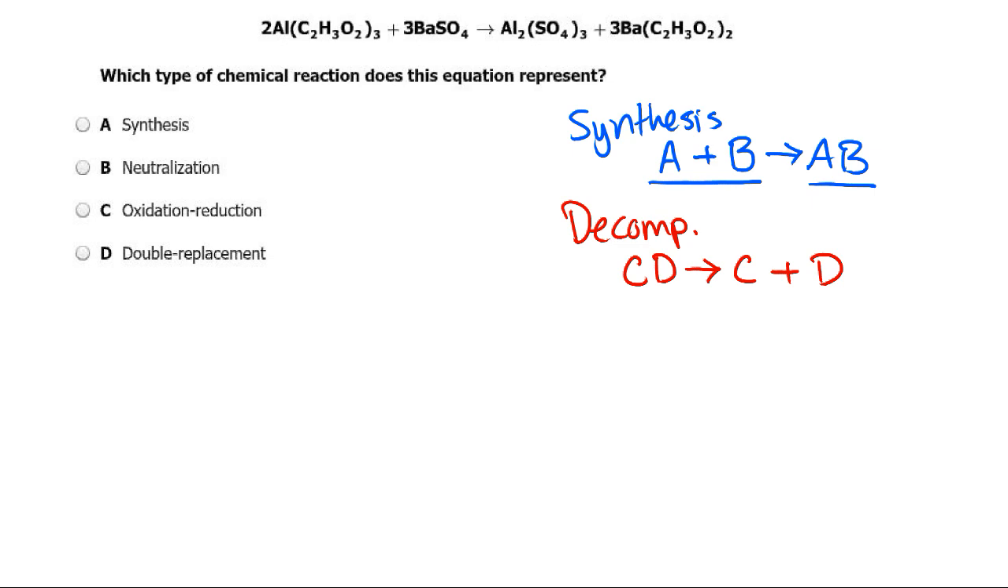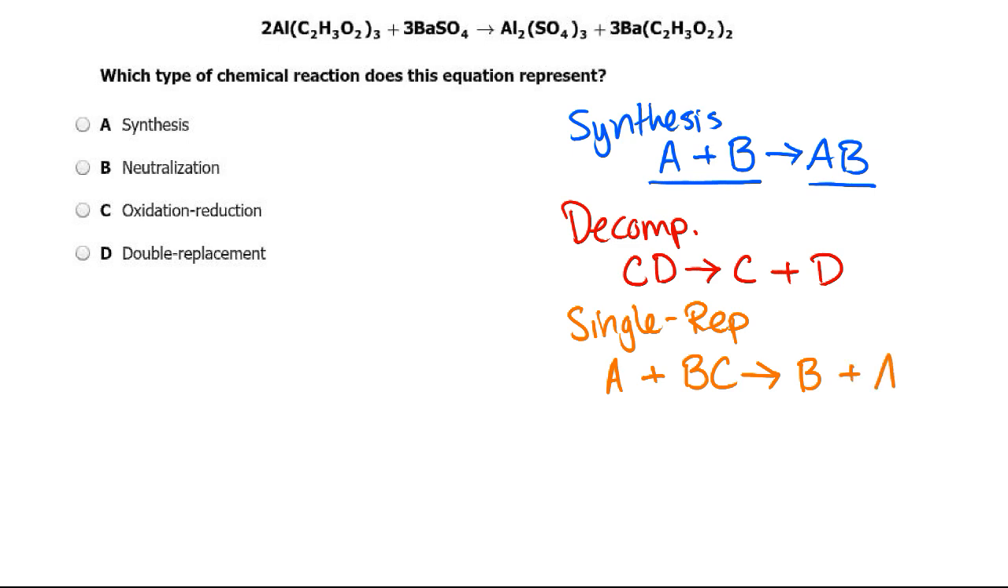Then you also have single replacement or single displacement. A single replacement reaction happens when you have a single, often a pure element, and a compound, and then on the other side you get a different pure element and then a new compound. So remember that with single replacement reactions, something in the compound gets kicked out, so to speak, and is replaced.